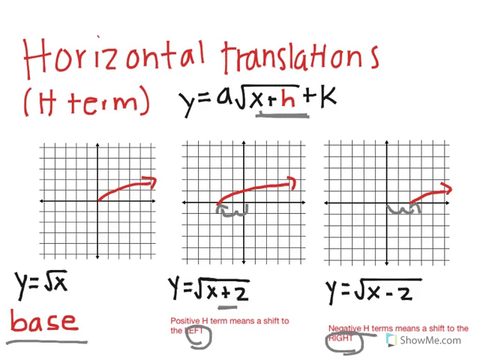The base starts at the original. If I add a number to it, I shift to the left, whatever number that is. If I subtract a number from that x underneath the radical, I shift to the right of whatever number I'm subtracting or adding.